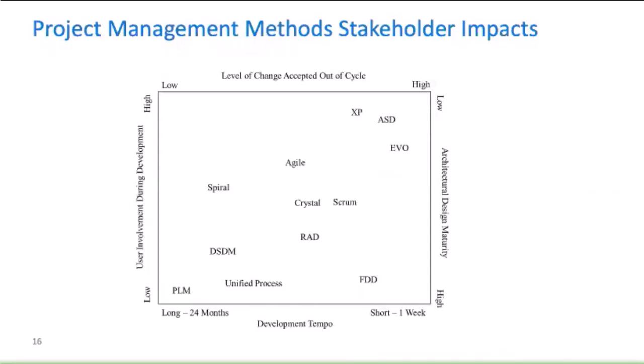Now, remember that project management methods that you use are going to impact your stakeholder involvement. I've popped in a little model for you to use here, and I'd like to encourage you to remember that the project management method will impact your stakeholder involvement. And there's a few ways to think about this. Projects that accept a lot of change out of cycle have a low architectural design maturity. They're moving at a slower tempo. They have a high need or a low need for user involvement during development. This is all going to impact your approach.